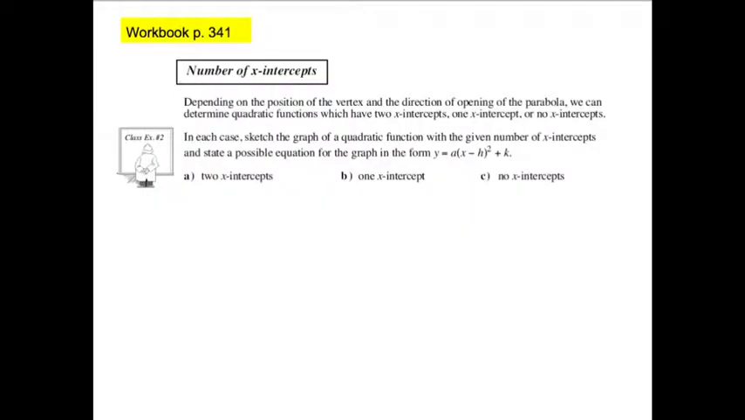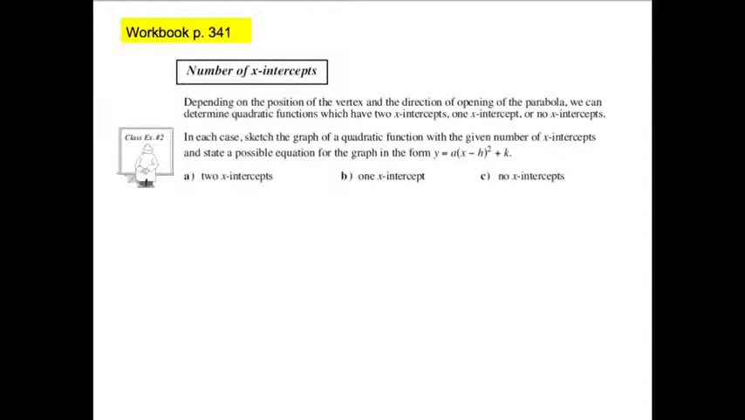Depending on the position of the vertex and the direction of opening of the parabola, we can determine quadratic functions which have two x-intercepts, one x-intercept, or no x-intercepts. So what we're going to do here is sketch the graph, and then come up with a possible equation.